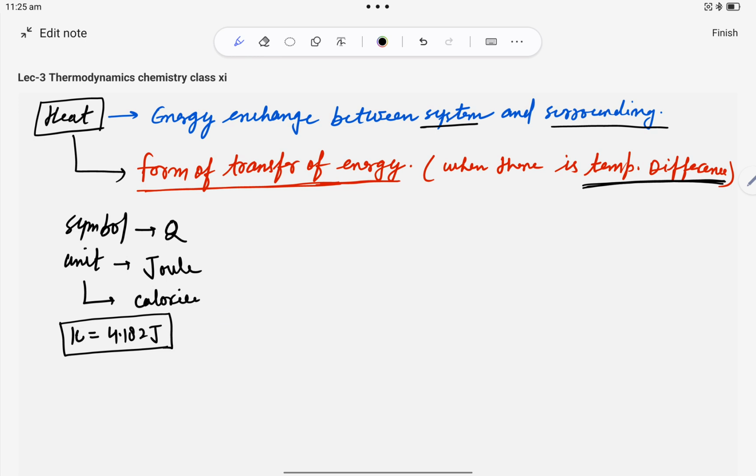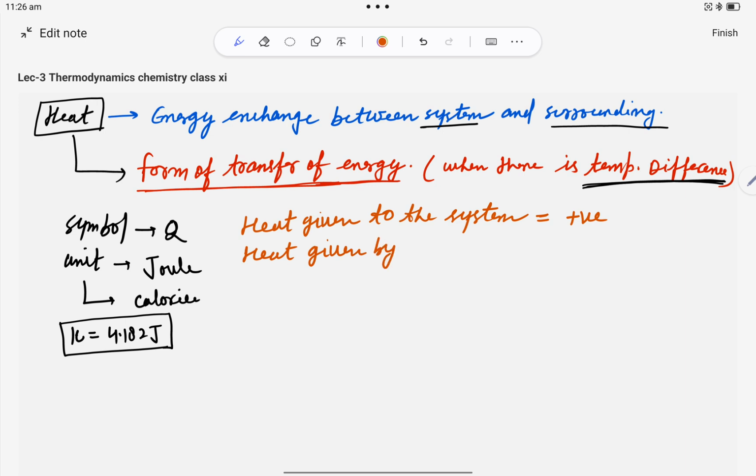Okay, so here children, heat given to the system, this you have to remember always. If heat is given to the system, then the system is getting energy, so it will be positive. Then heat given by the system, that means the system is providing energy to someone, so it will be negative. It is just a simple thing. If you are providing some energy to another person, then you will be negative, and if someone is providing you energy, then you will be positive. That's it.